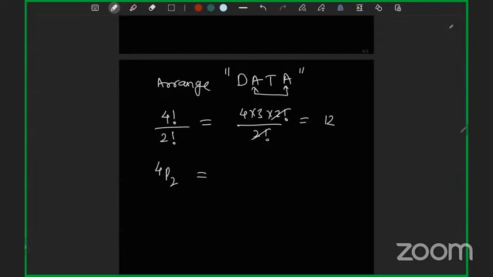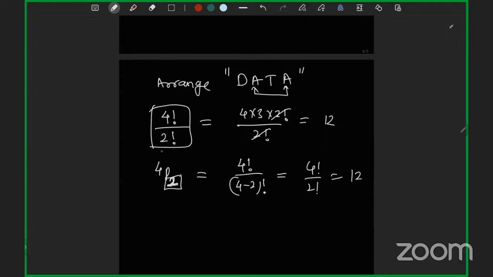Or you can call this 4P2, which is 4 factorial over 4 minus 2 factorial. So same thing, 4 factorial by 2 factorial. But see, in this case, why did I choose 2 and not any other number? I kind of get the idea from this one, but I didn't get the idea from this one that I have to do this.